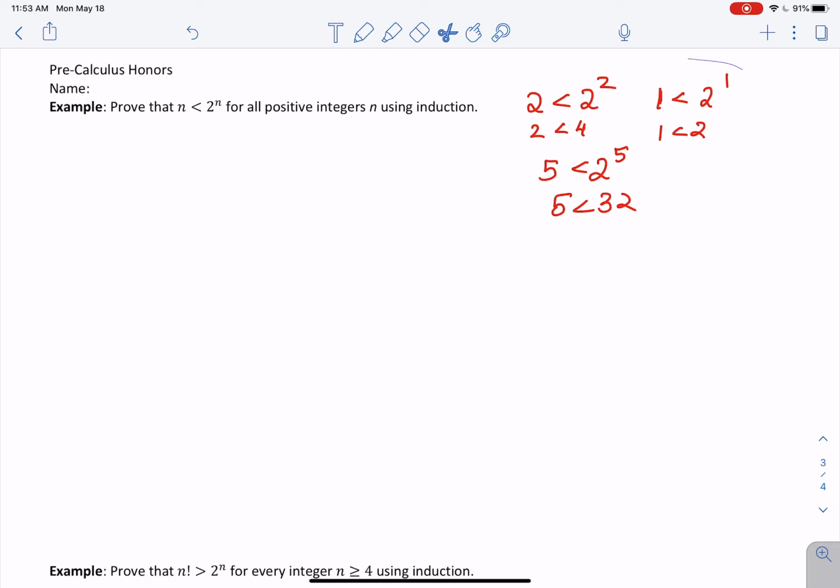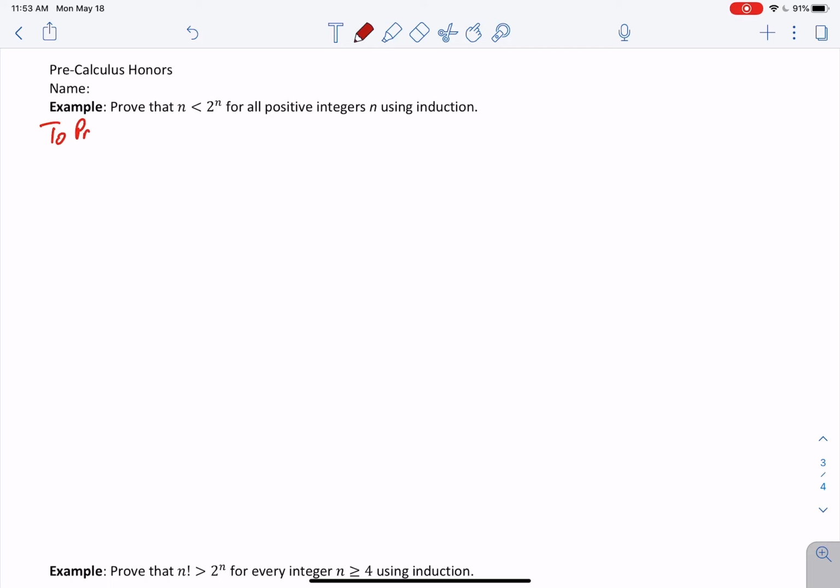So now let's try writing this proof. The base case is pretty simple. Well, first let's write what we're trying to prove. We're trying to prove that n is less than 2 to the n for positive integers. Remember this notation as well. You can use this. So if n is a positive integer, n is less than 2 raised to the n.